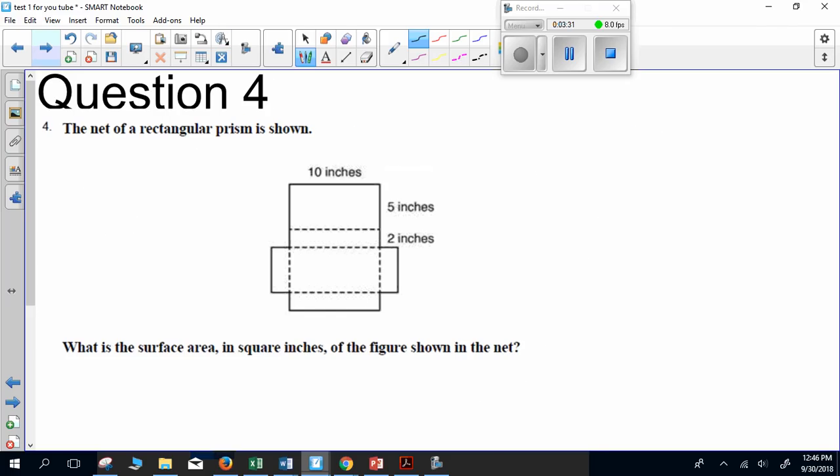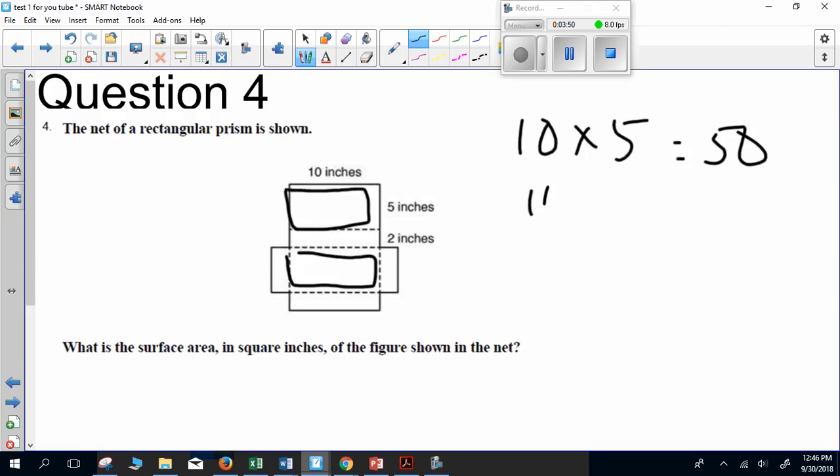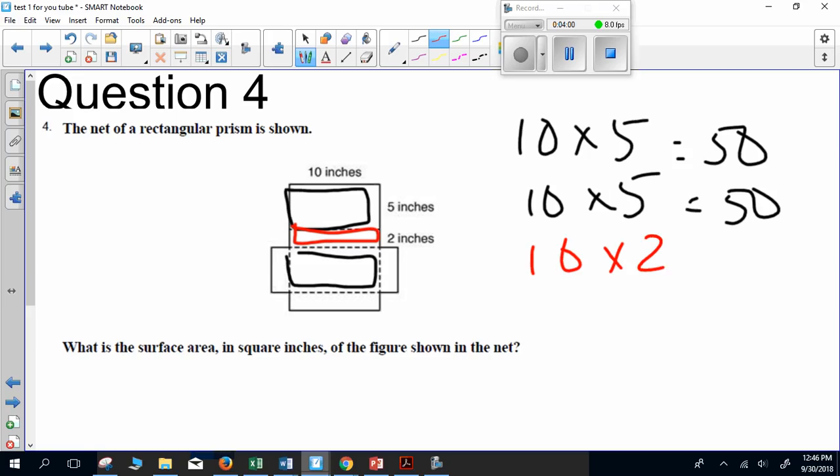Question 4. The net of a rectangular prism is shown. What is the surface area in square inches of the figure shown in the net? So when I look at this, I see that this part here is 10 times 5. So 10 times 5, that's 50. This matches that, so that's also 50. Okay, this part right here is 10 times 2, and that's 20. So this part right here, same thing.